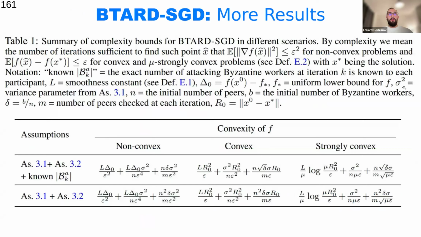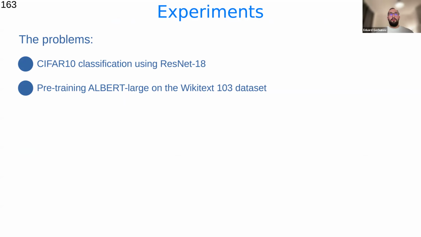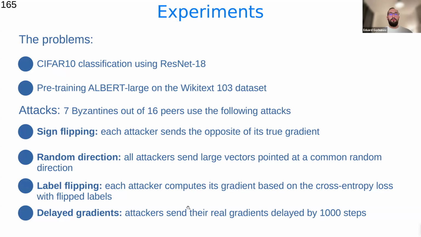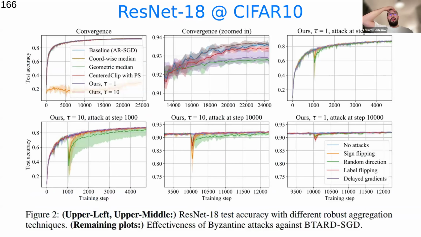In the experiments, we tried two problems: ResNet 18 on CIFAR10, and pre-training Albert Large on the Wikitext dataset. We consider a setting with 7 Byzantines out of 16 workers, and standard attacks like sign flipping, which flips the sign of the gradient, random direction, label flipping, where we flip the labels in the loss, and also delayed gradient attacks, where attackers send their real gradients delayed by 1000 steps. We observe that if we select the clipping threshold carefully, our method can converge as well as the baseline without any attacks. These are the results for ResNet.